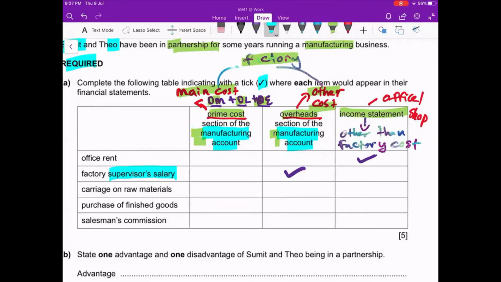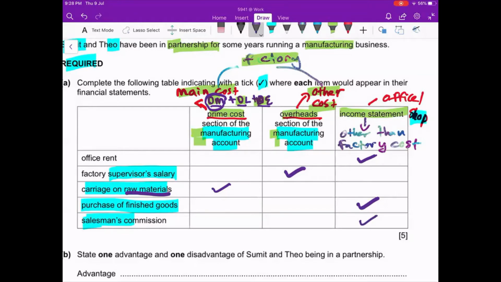And carriage on the raw material. Raw material is the direct material. So any expenses or cost related to direct material will be your prime cost. And purchases of finished goods. Finished goods will be in a shop, not the factory. So it will go to the income statement. And also salesman commission. A salesman works in the shop also, so the salesman's commission will go to the income statement.